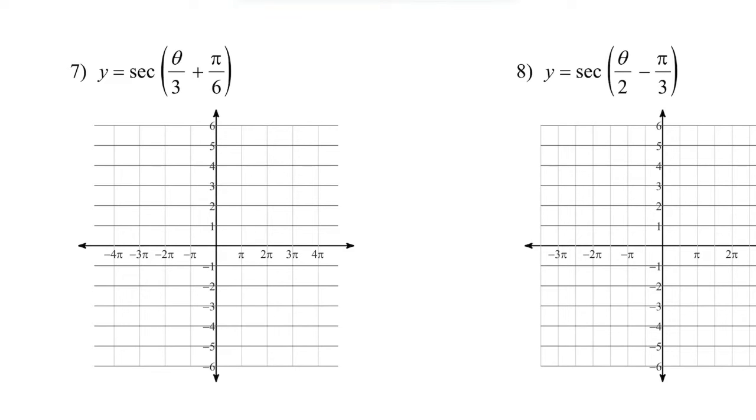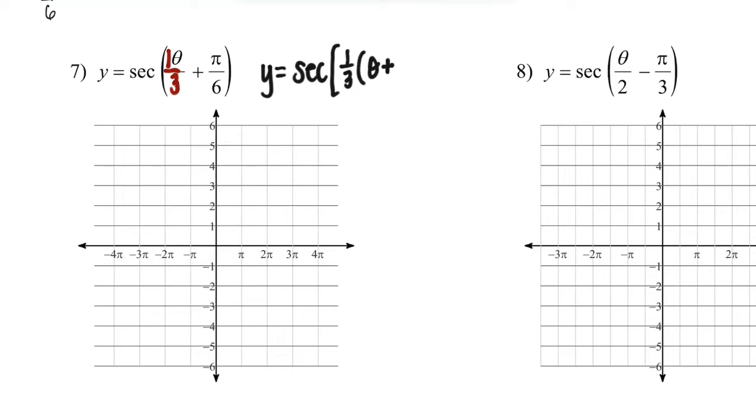We're going to graph y equals the secant of theta over 3 plus pi over 6. Now, in this example, we're going to need to factor out the 1/3, that's the coefficient of theta. So this becomes y equals the secant of 1/3 times theta plus, I'm going to come off to the side.